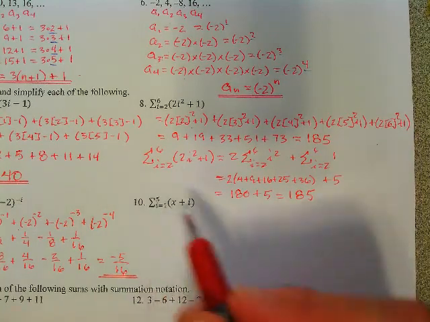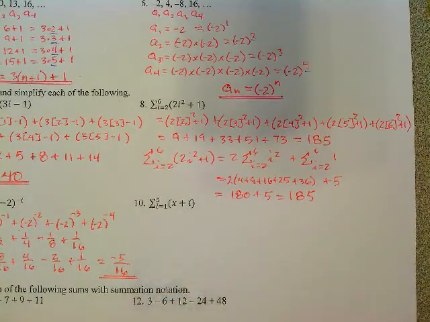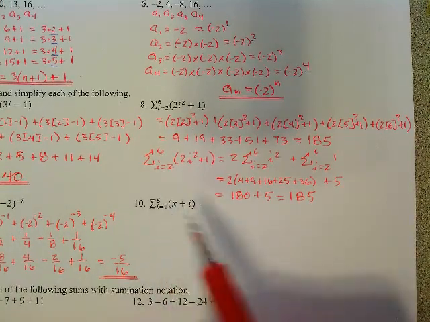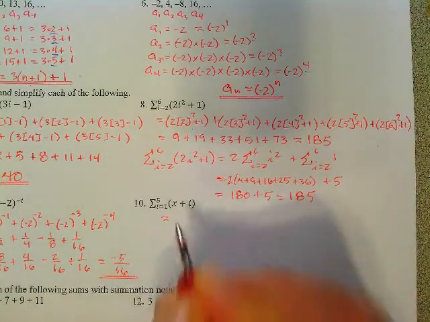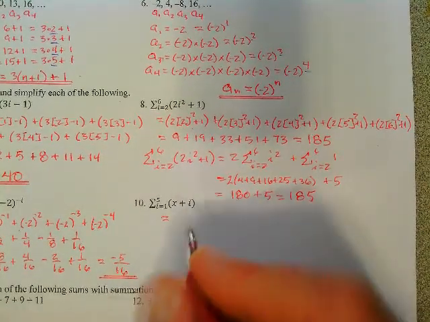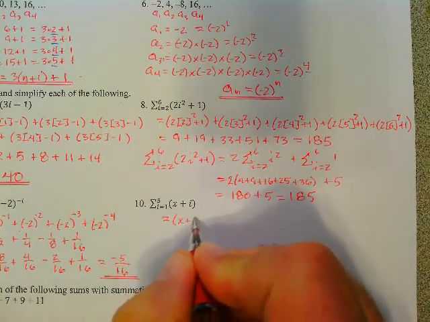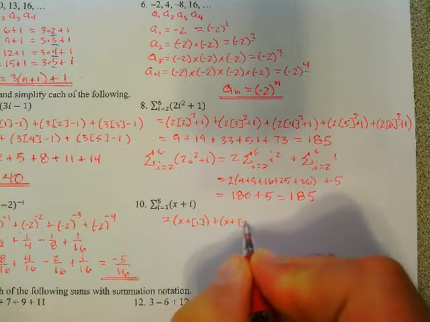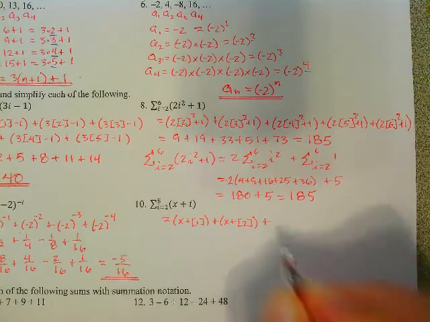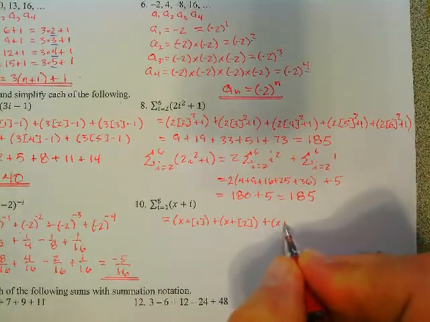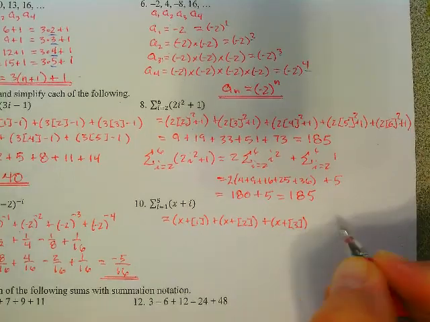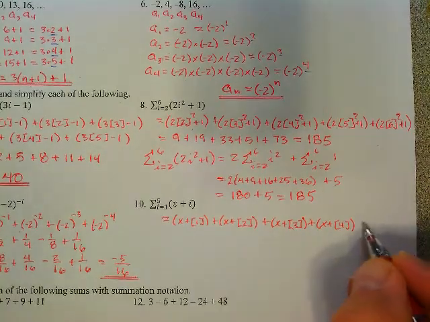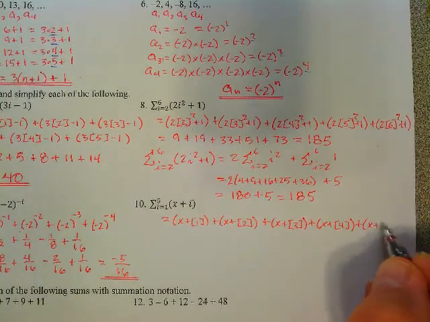Okay, going from 1 to 5 of x plus i. Now again, it's the i that's going to change from 1 to 5, not the x. Doesn't matter, we still follow the same process that we had before. So we're going to have x plus 1, x plus 2, x plus 3, x plus 4, and x plus 5.